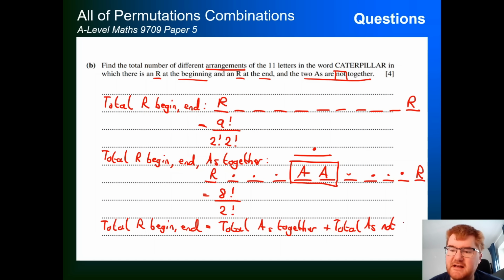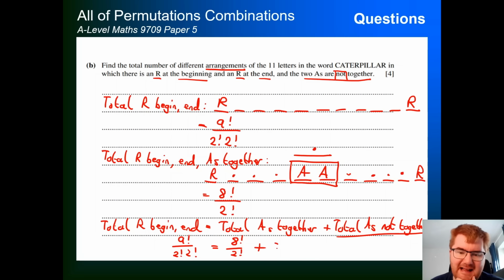Because either the A's can be together or the A's cannot be together. There's no other possibility I haven't considered. So total R's, which just begin and end, is what we had. So 9 factorial over 2 factorial, 2 factorial. Total A's together, we just worked out 8 factorial over 2 factorial. And this is what we're actually working out.